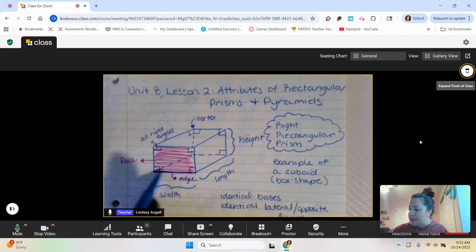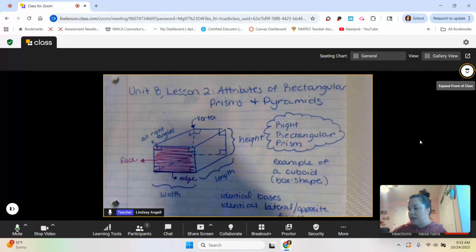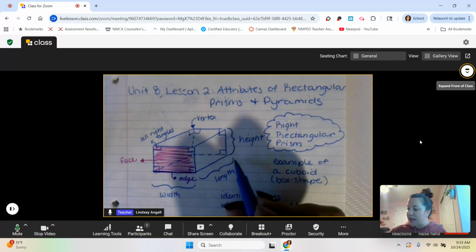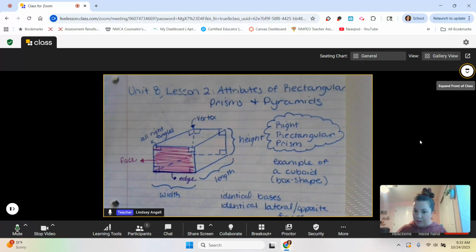Where the faces meet, those are called the edges. Where three of them meet, like the corner, that would be a general word we would use, but the more specific word would be a vertex, where they meet. They also have a width, a length, and a height. In your lesson, you're also going to see that this is an example of a cuboid. That's quite the word, isn't it? Cuboid just means it has a box shape.